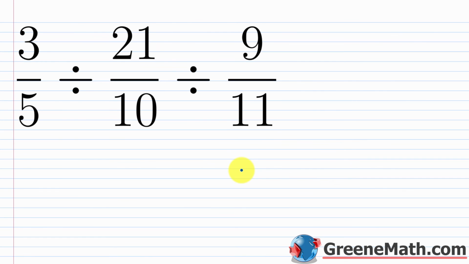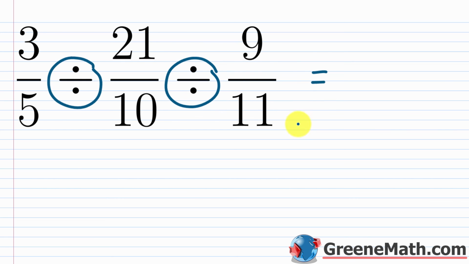All right, let's take a look at a problem with 2 divisions involved. So here we have 3/5 divided by 21/10, and then divided by 9/11. So the way I would do this problem, I would convert these divisions into multiplication by the reciprocal. It's just going to make it a little bit faster. The other way you could do it is you could do 3/5 divided by 21/10, find that result and then divide that by 9/11. So that's up to you. It will give you the exact same answer.